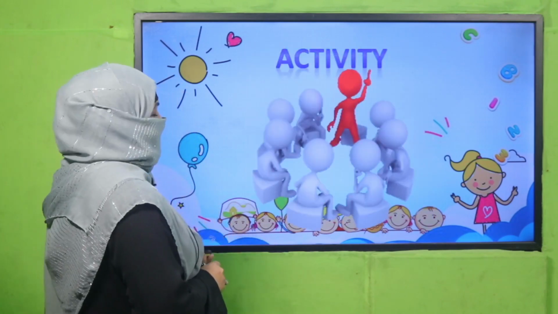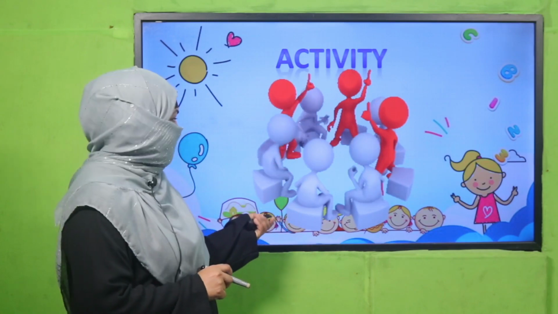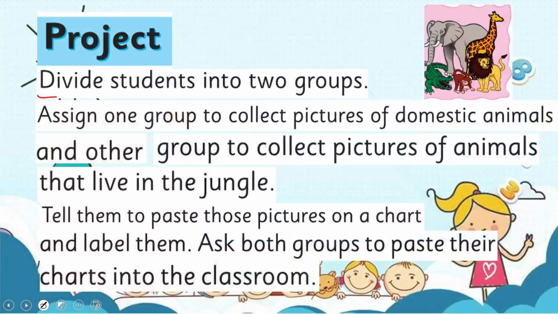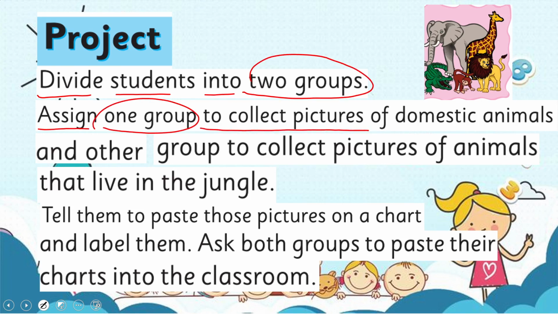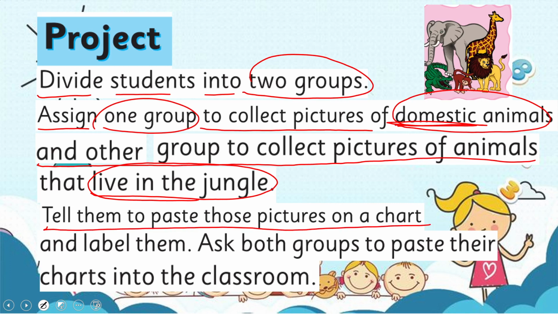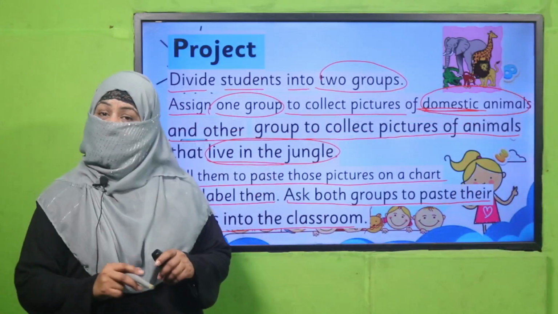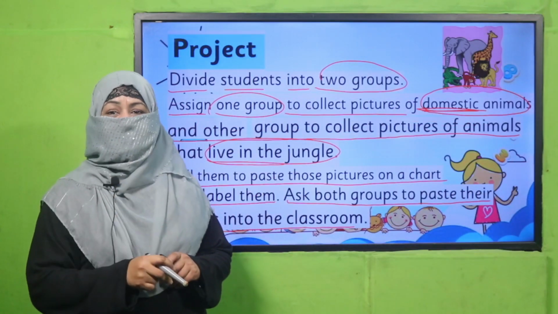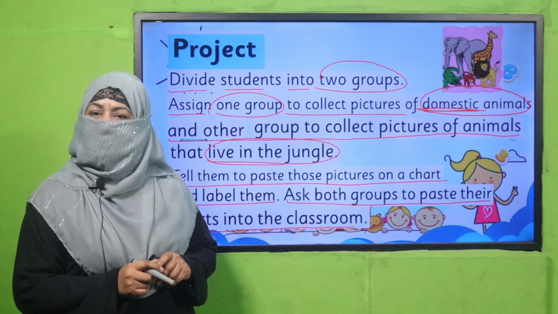Now I brought an activity, and this activity is a project which is given in your book. What you will do? Teacher will divide students into two groups. Assign one group to collect pictures of domestic animals, means those animals which we can live at home, and other group to collect pictures of animals that live in jungle, means wild animals. Okay, and tell them to paste those pictures on a chart and label them. Ask both groups to paste their charts in the classroom. Okay, so pause the video, complete this project. You can take help from your teacher, but do it nicely, and when you're done with it, kindly come back.